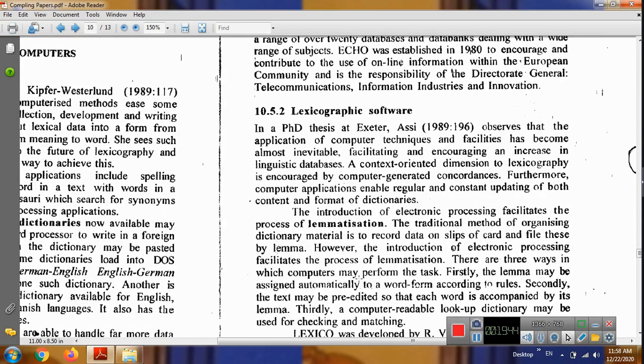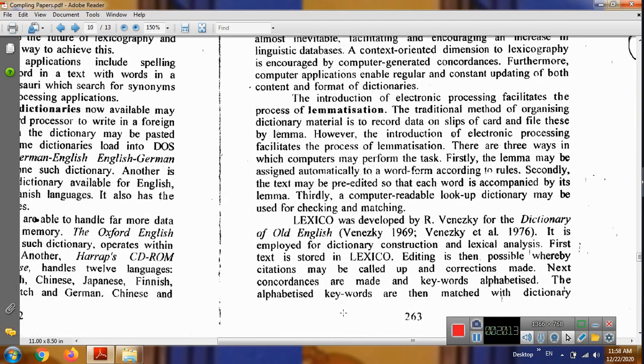Lexicographic software. In a PhD thesis at Exeter, the author observes that the application of computer techniques and facilities has become almost inevitable, facilitating and encouraging an increase in linguistic databases. A context-oriented dimension to lexicography is encouraged by computer-generated concordances. Furthermore, computer applications enable regular and constant updating of both the content and format of a dictionary.